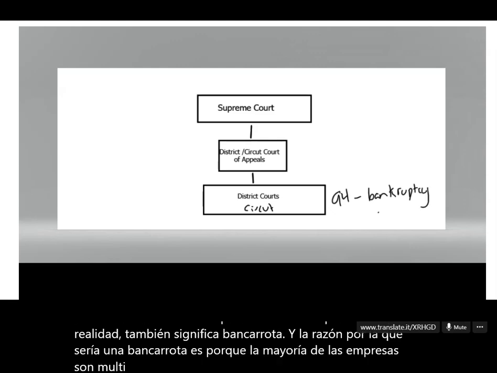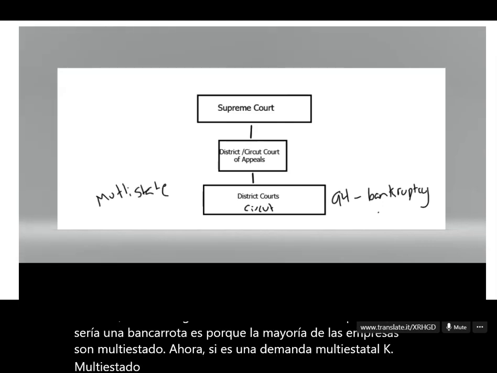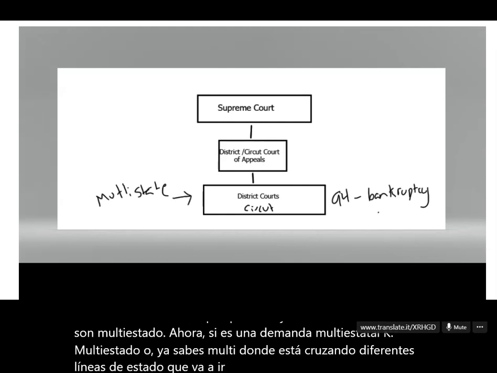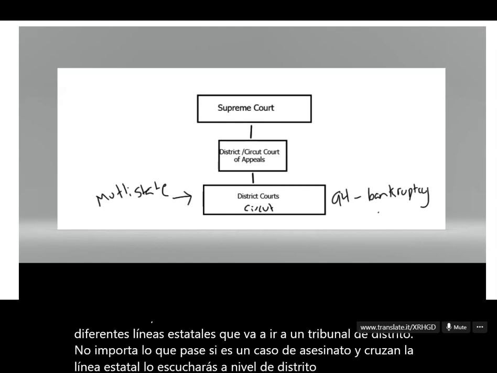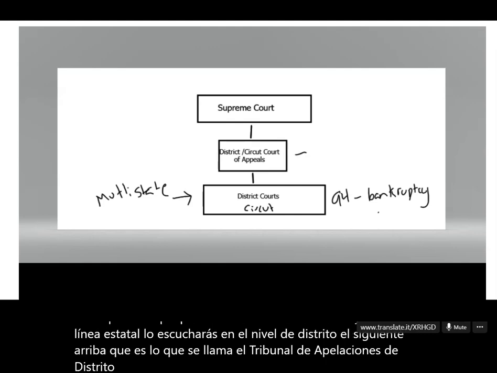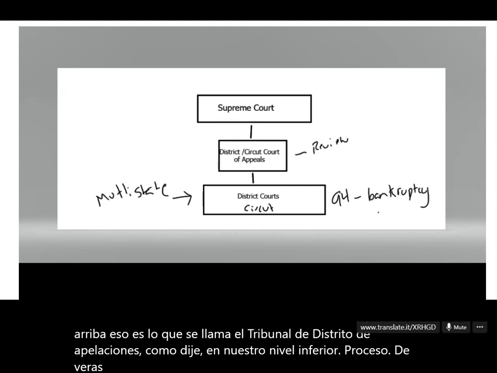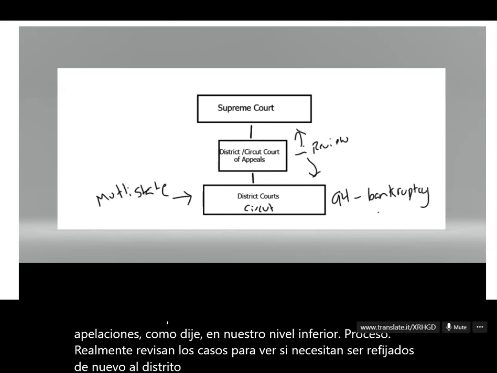Now, if it's a multi-state lawsuit, okay, where it's crossing different state lines, it will go into a district court no matter what happened. If it's a murder case and they cross state lines, you will hear it at the district level. Okay. The next above that is what's called the District Court of Appeals. Like I said, in our lower process, they really review cases to see if they need to be sent back down to the district court, or if they need to move on to the Supreme Court of the United States.